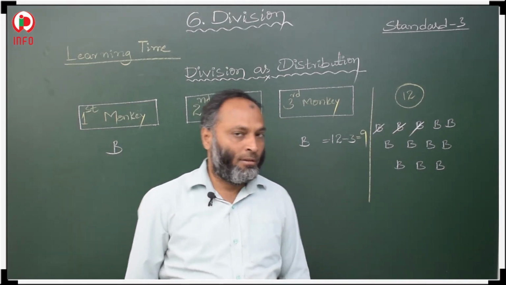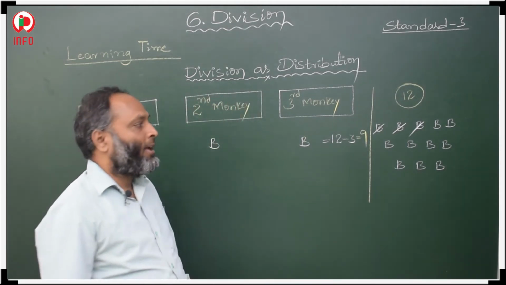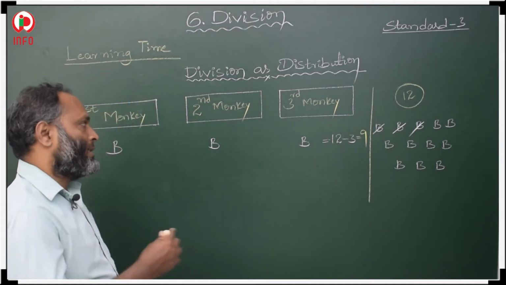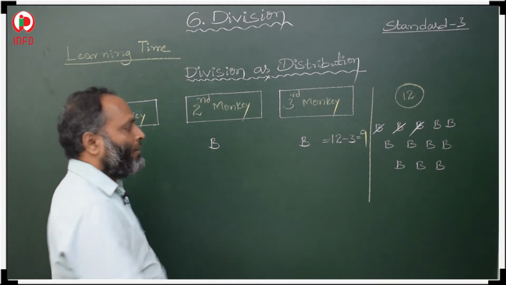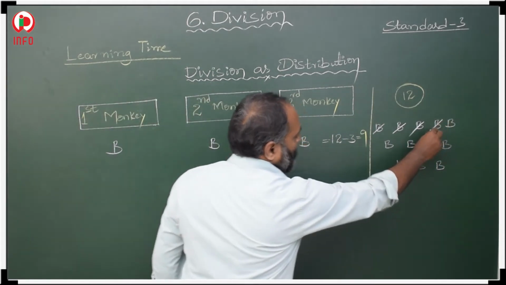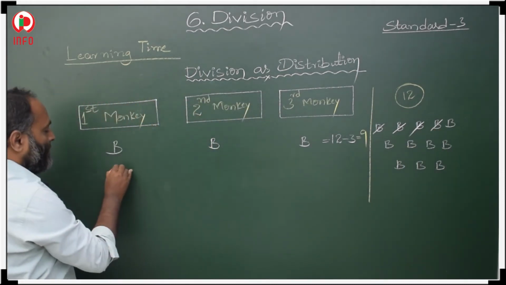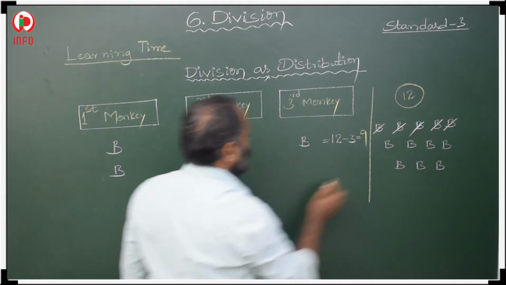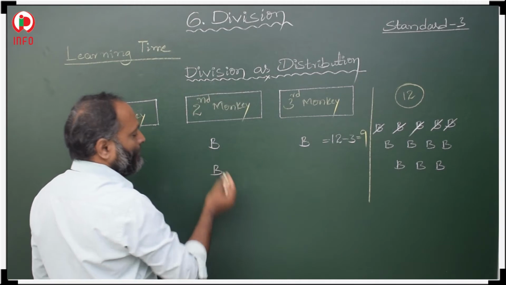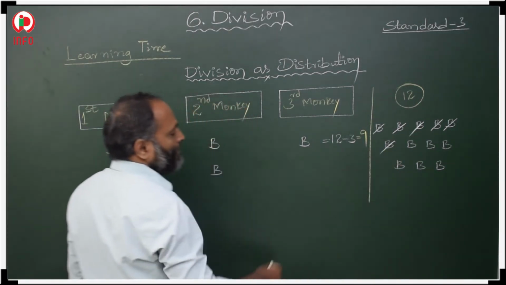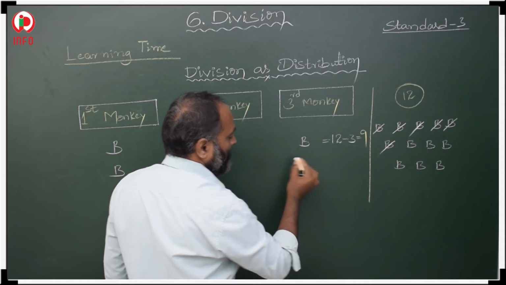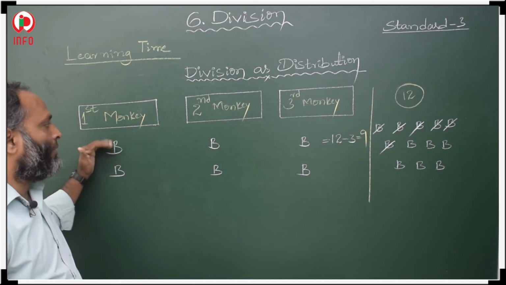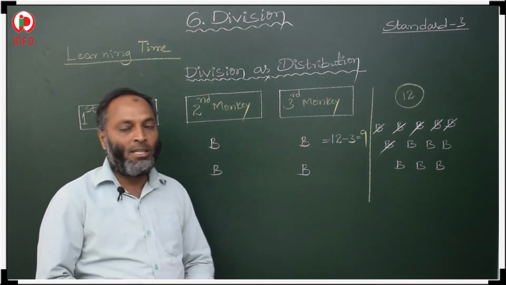Then in the second round, again we have to give one banana to each: the first monkey, second monkey and third monkey. The fourth banana we give to the first monkey, the fifth banana to the second monkey, and the sixth banana to the third monkey. So we gave 2 bananas equally to each monkey.